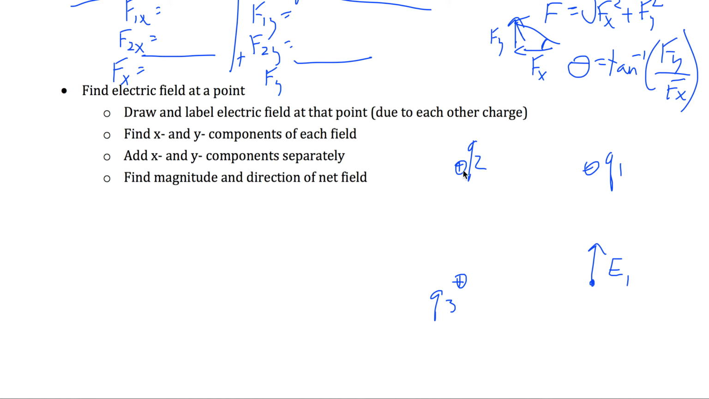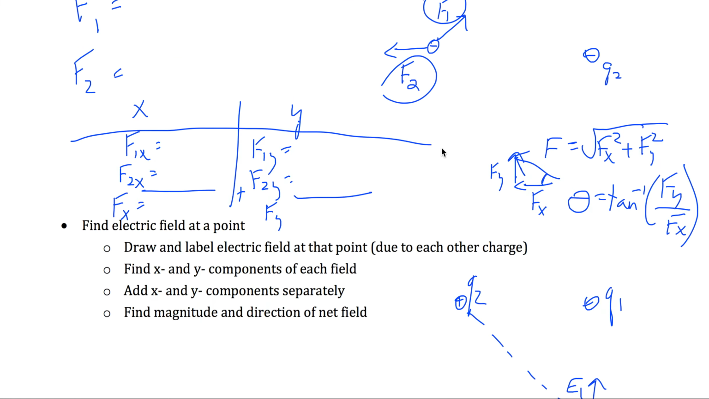Q2 produces a field going away from it, so going away from it would be this way, right? You can draw a straight line and say, okay, it's going away from it. And then Q3, it's going away from it, so it would be going to the right here. So that would be E3. So that's what you're doing.